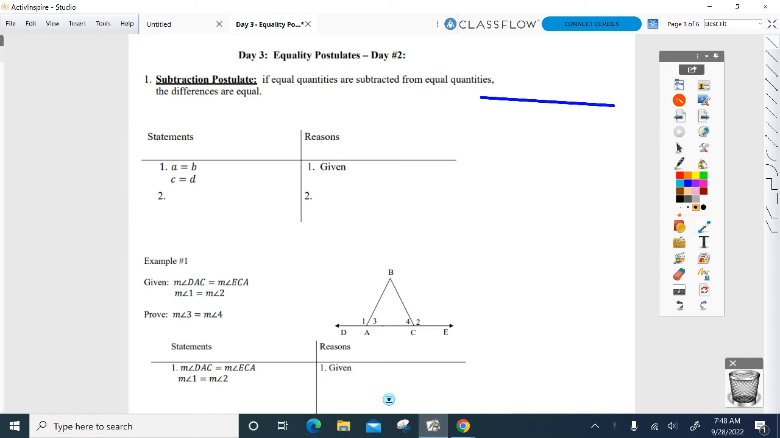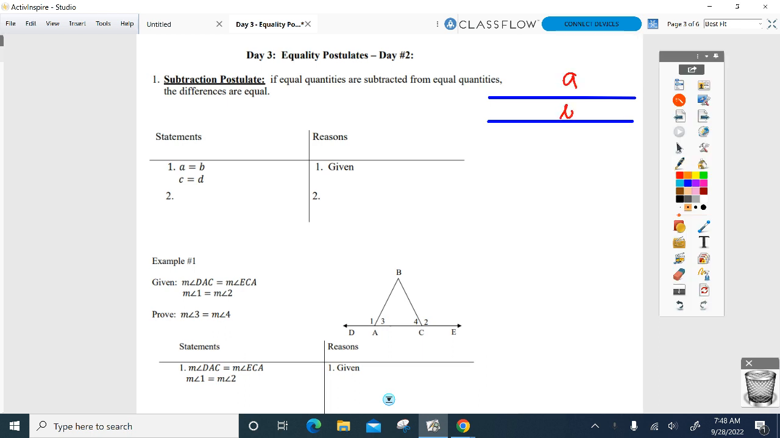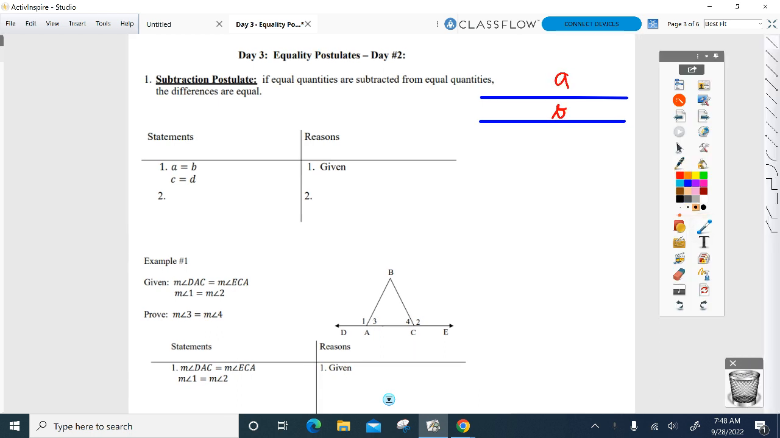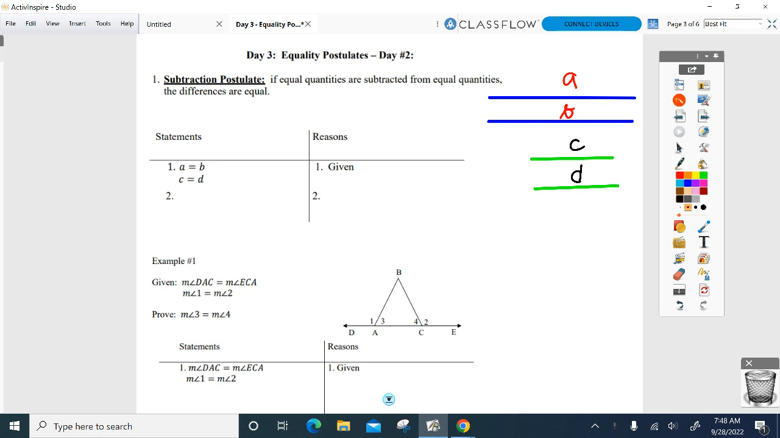Do a couple diagrams. You don't have to do them. Please don't draw them in. I just want it so you can see up on the board here. Here's segment A. Here's segment B. Here's C and D. A is equal to B and C is equal to D.